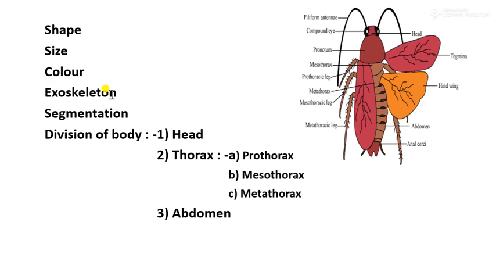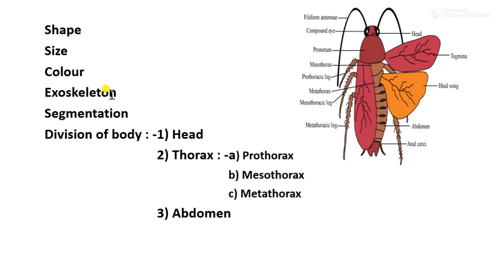Now we see the function of exoskeleton. The first function of the exoskeleton is protection to the body, the second function is that it prevents unnecessary water loss, and the third one is that it provides a point for the attachment of muscle. All these are the functions of exoskeleton.